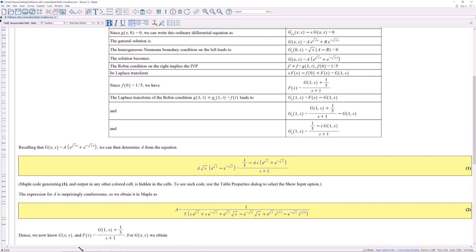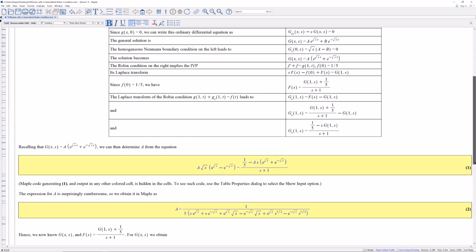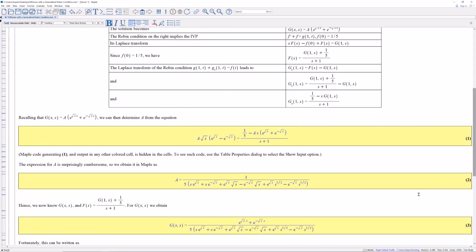So we now know g, and we have this expression for f. The expression for g is going to be this, because we've gone back here and we've put in this big mess for A. So now we have G and we have F.